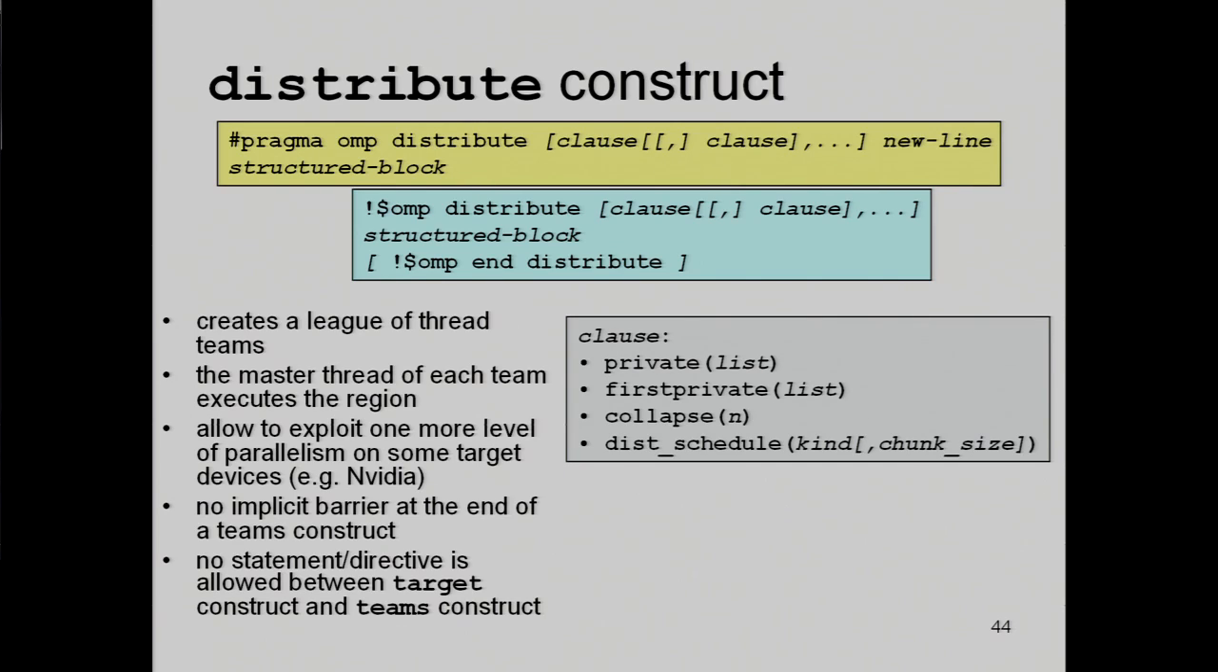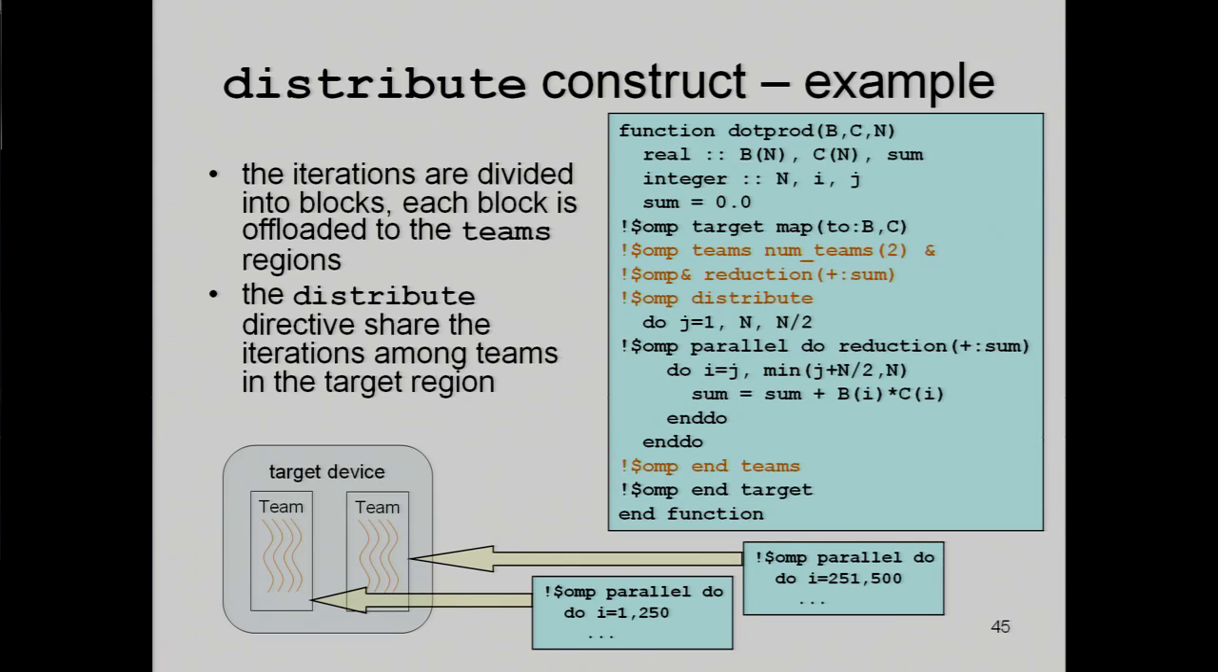Everything is the same here, and there are some usual clauses. We also have a collapse clause here, because it only applies to loops, so there's a possibility to collapse the nested loop. And there is a schedule clause, since there will be some scheduling for the loop. But in the 4.0 release, we only support static scheduling. Okay, see how it works.